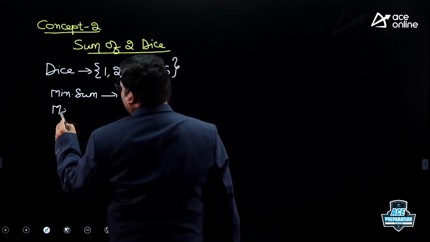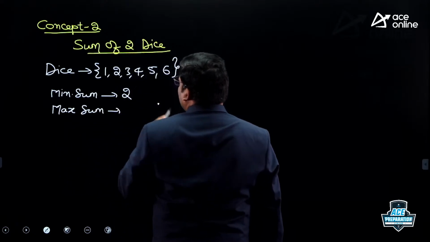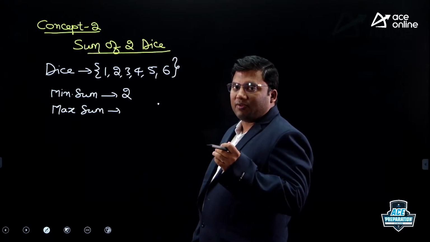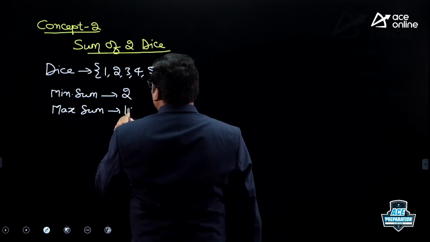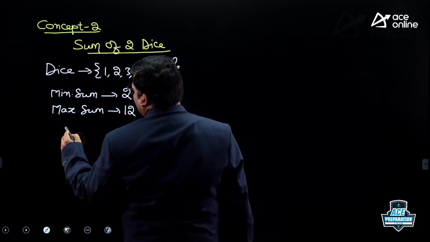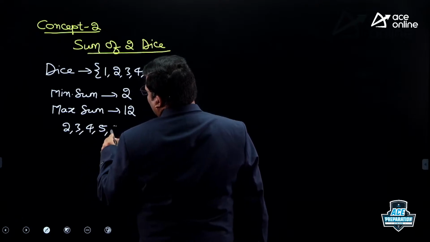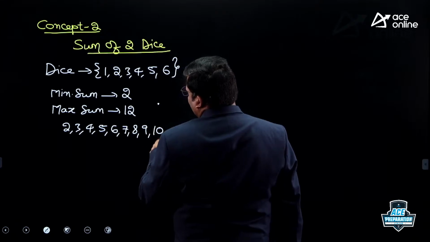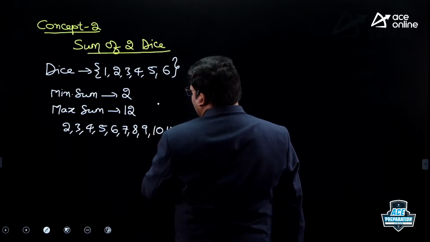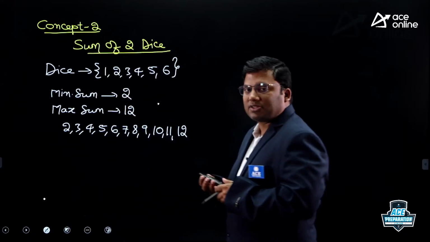Maximum sum will be, maximum when you roll a die once is 6, right? 2 times it is 12. Minimum sum 2. Maximum sum it is 12. That means I will get any sums from 2 to 12. 2, 3, 4, 5, 6, 7, 8, 9, 10, 11, 12. Minimum sum it is 2. Maximum sum it is 12.